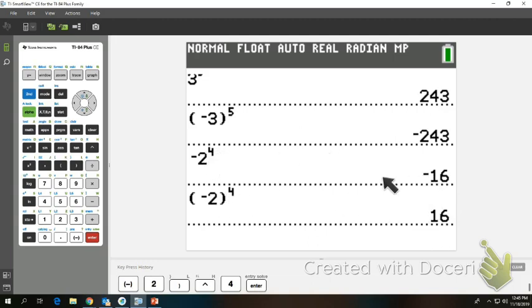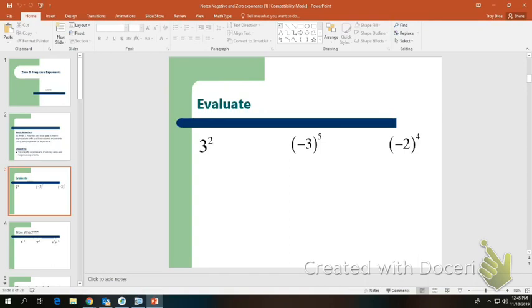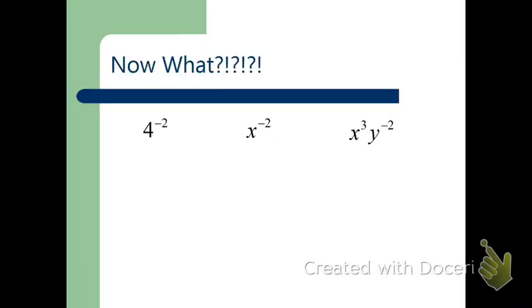Hunter, why is this not correct? Because you're only multiplying the 2, not the negative. So this means 2 to the 4th, then make it negative. If you want the negative raised to the exponent, it needs to be part of the parentheses. Are we okay with that? Yes. Good. Continuing on. So now what?